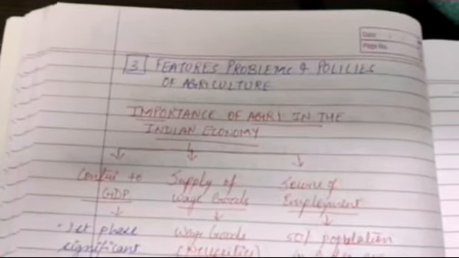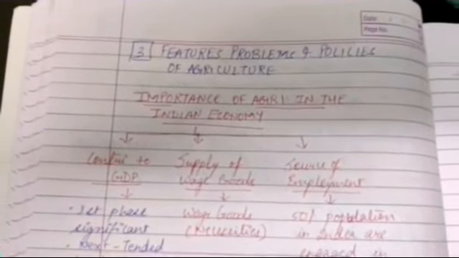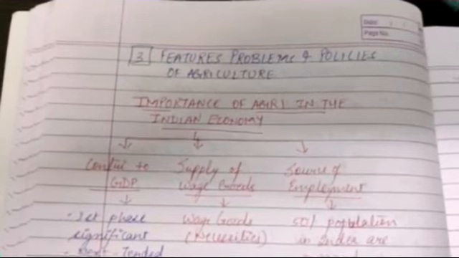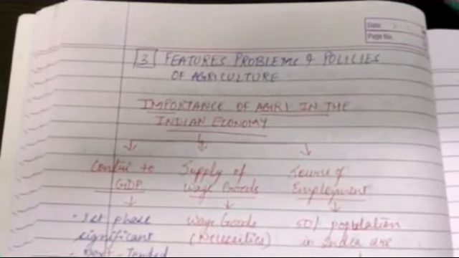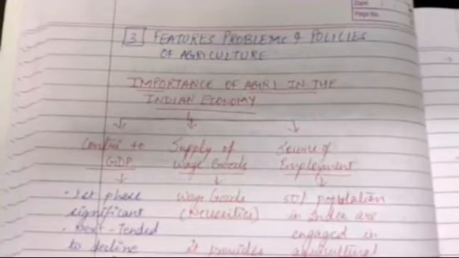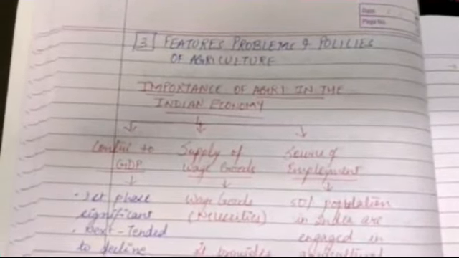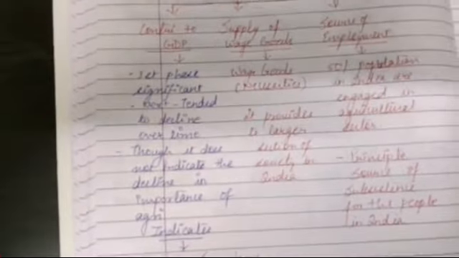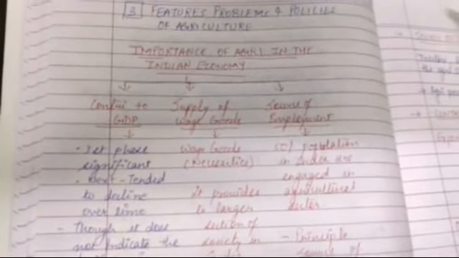Good morning, students. Today we will be going with book 2, chapter number 3, that is features, problems and policies of agriculture. So today I will be covering the basic importance of agriculture in the Indian economy, then features of Indian agriculture, and then problems. This would be part 1.